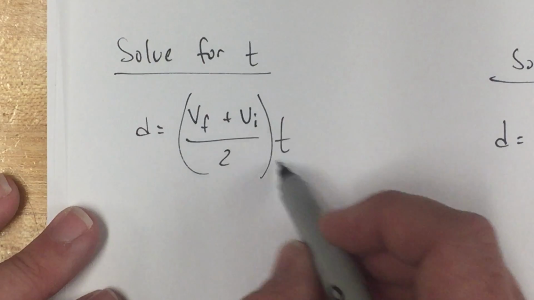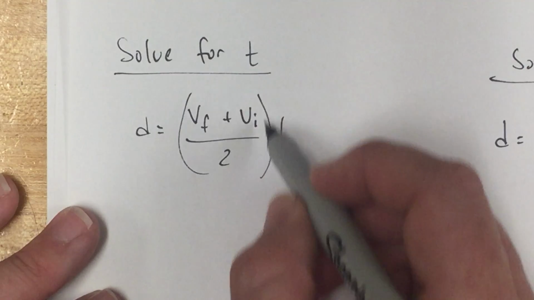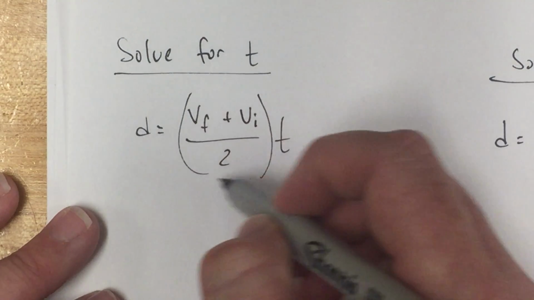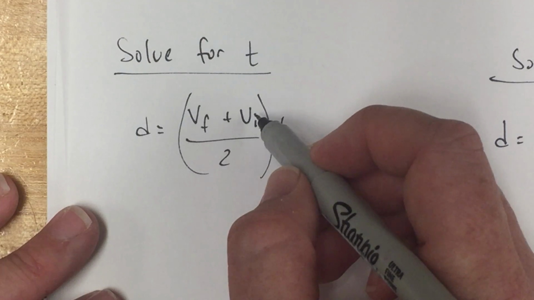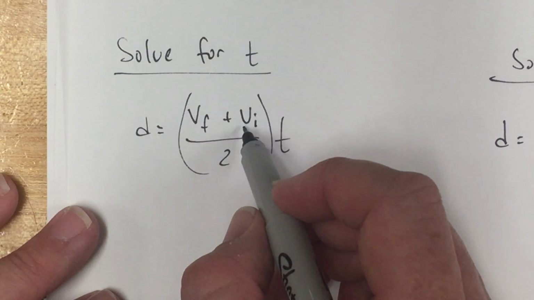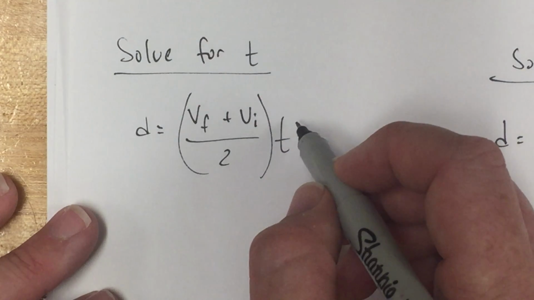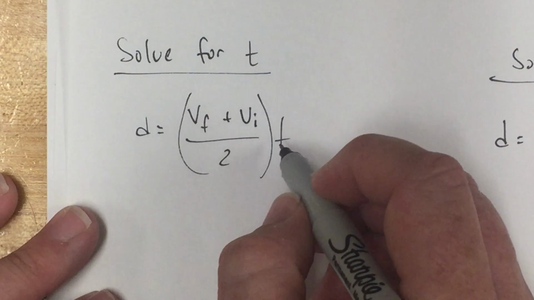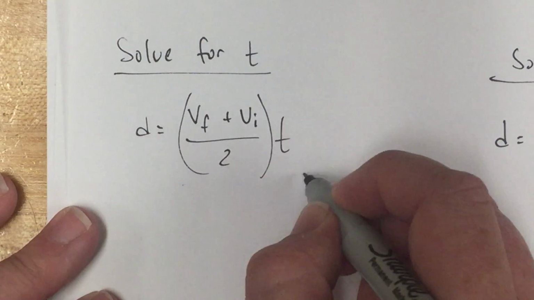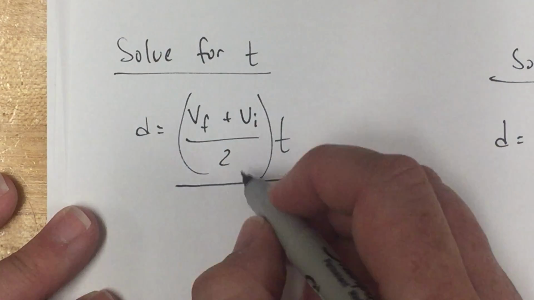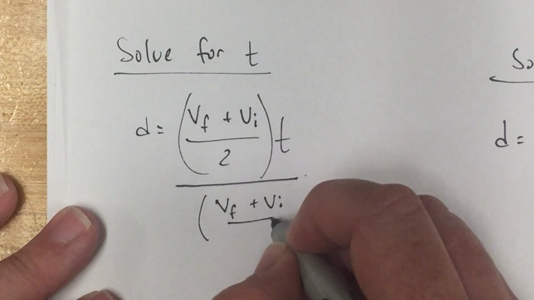Well, t is here, and it's currently being multiplied by this whole thing. Now that's a lot of stuff. However, when you use that in a problem, that'll be a number, and your d will be a number. So if we just go for the rearrangement of the variables to get t, currently t is being multiplied by all this, so now we have to do the opposite, and we'll divide by all of that. So we'll divide by vf plus vi over 2.